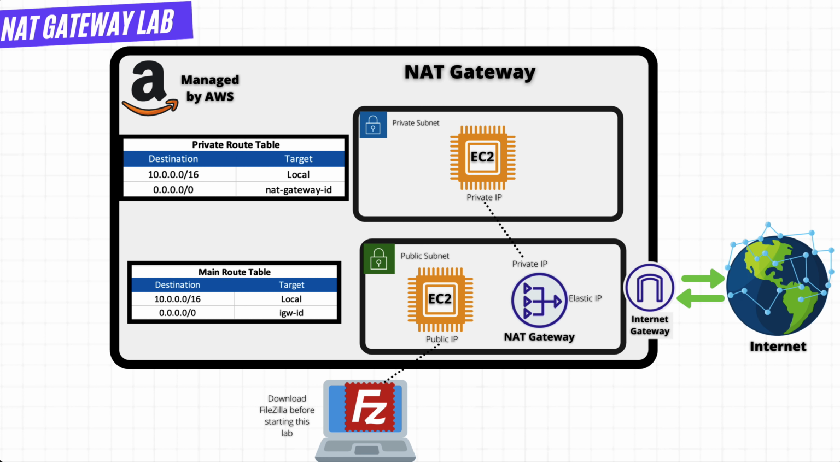We are doing all of this so we can allow our private EC2 instance the ability to connect to the internet. And why would we want to do this? Well, this would allow our private EC2 instance the ability to download updates or packages that are needed to run a service or application. So this is definitely needed in the real world. With all that being said, let's get started.